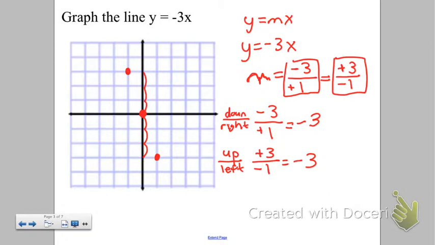Now I would connect my 3 points and draw my line all the way through the graph. And be sure to put arrows at the end and label the equation, y equals negative 3x.